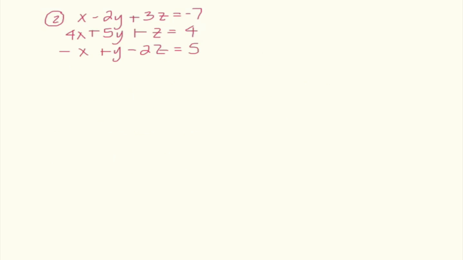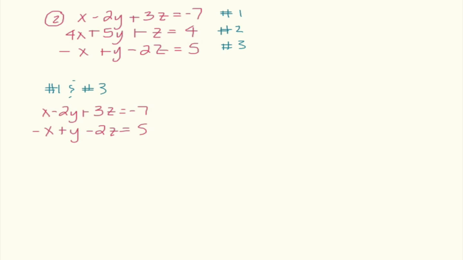So this is problem number 2 on the review worksheet. And looking at these, remember if I'm doing linear combination, I want to cancel out one of these 3 variables. I'm going to go ahead and cancel out the x's. The reason why is because I think they would be the easiest ones to get opposite coefficients. For example, I'm going to start with equations number 1 and number 3 because my x coefficients are already opposites. So when I add these together, my x's cancel out, and I get negative y plus z equals negative 2.